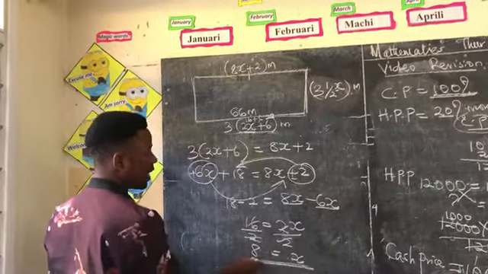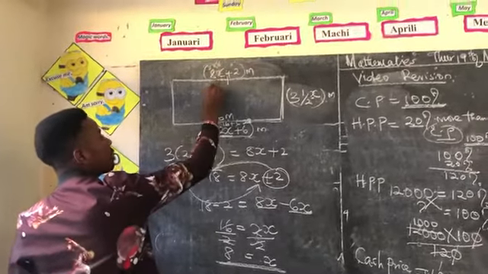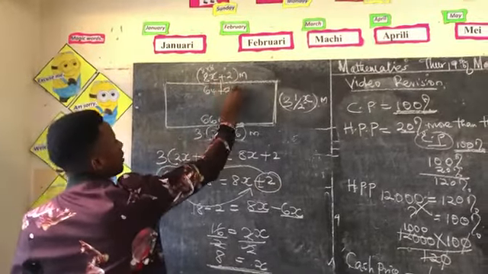8x, the value of x is 8. So 8x will be what? 8 times 8. 8 times 8 is 64. 64 plus 2, that gives you what?